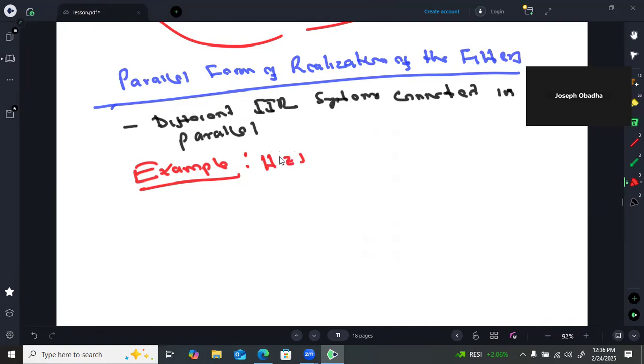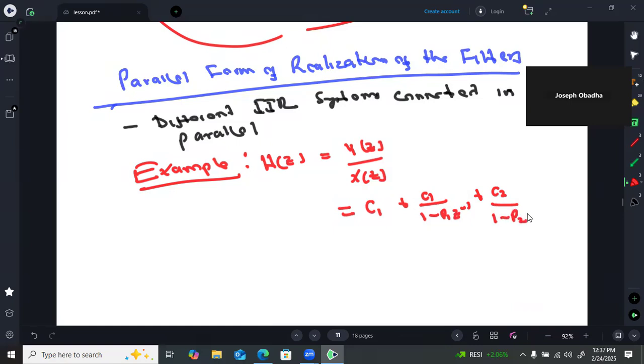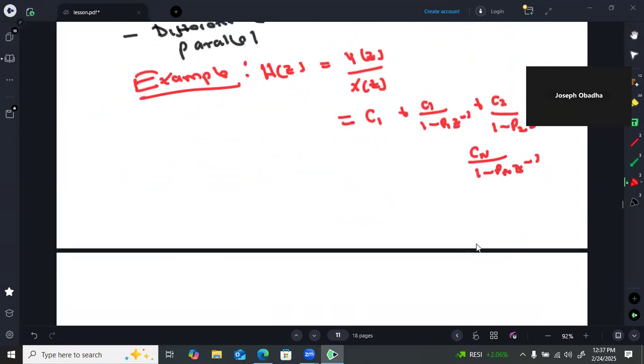This function, which can be expressed as Y(z) over X(z), we'll be able to express in terms of partial fractions: C0 plus C1 over 1 minus p1 z^-1, plus C2 over 1 minus p2 z^-1, plus up to maybe Cn over 1 minus pn z^-1.